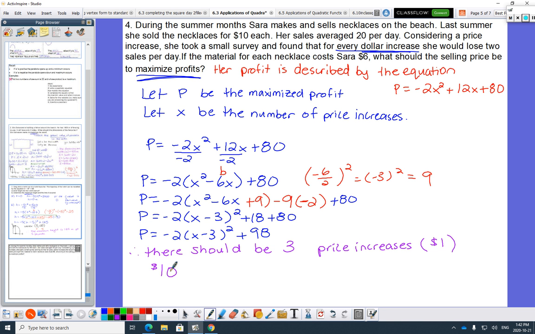So you could even write that like, I guess 3 times 1. So her price should be $13. You could even do it like 3 times, increase it by 1, you'll get 13 as well, if that makes more sense to you.